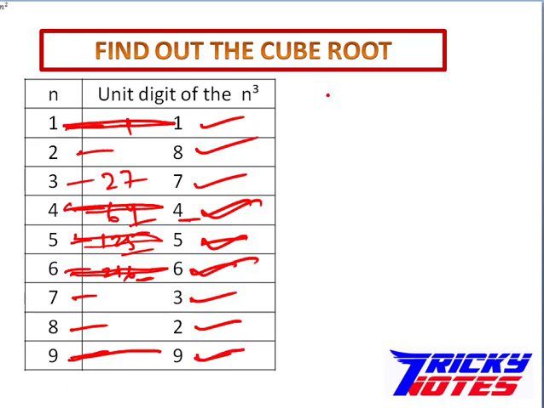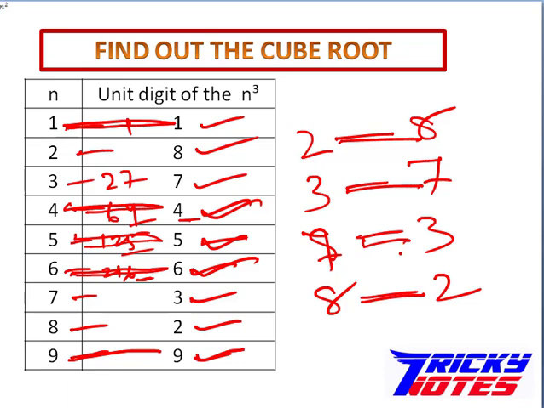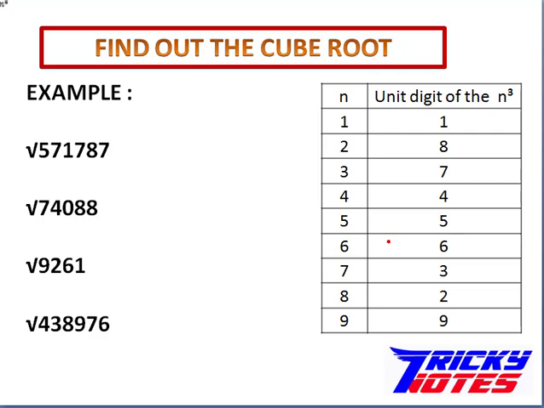The only numbers left are 2, 3, 7 and 8. For 2, the unit digit of the cube is 8. For 3, the unit digit of the cube will be 7. For 7 it is 3. For 8 it is 2. 2 it is 8, 8 it is 2, 3 it is 7, 7 it is 3. You need to remember like this. Now let's move on to the questions.